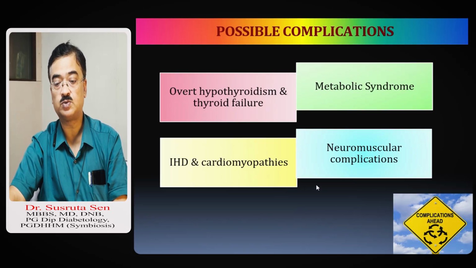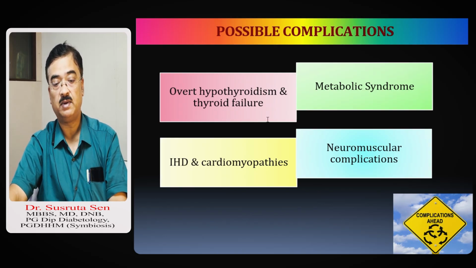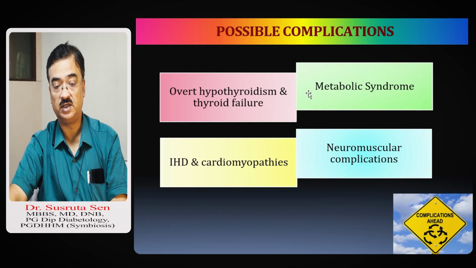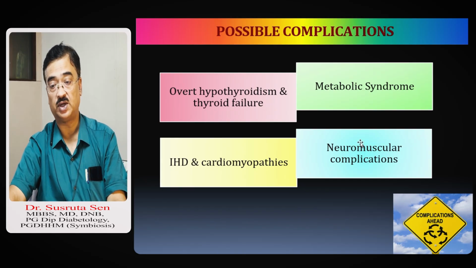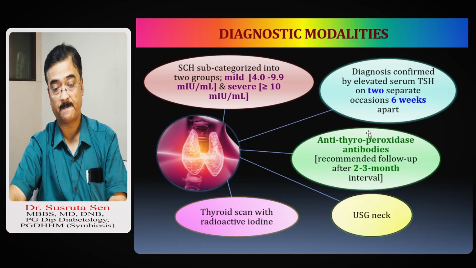Possible complications: what can happen if it remains untreated? There may be overt hypothyroidism and thyroid failure, metabolic syndrome like dyslipidemia and hypertension may come along, neuromuscular complications, and also ischemic heart disease and cardiomyopathies can come with overt hypothyroidism of long standing.